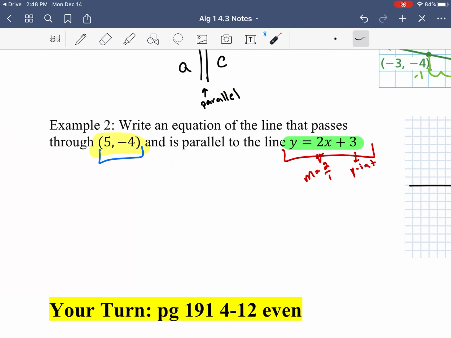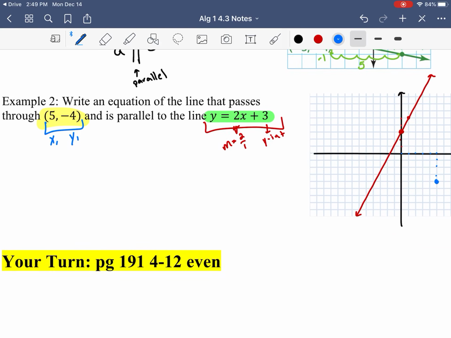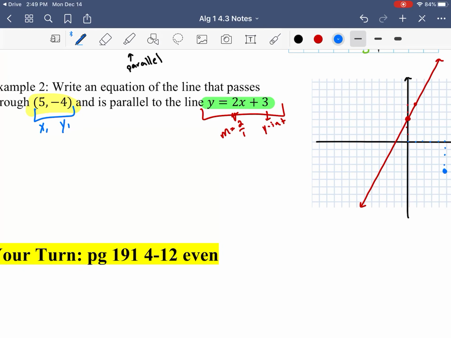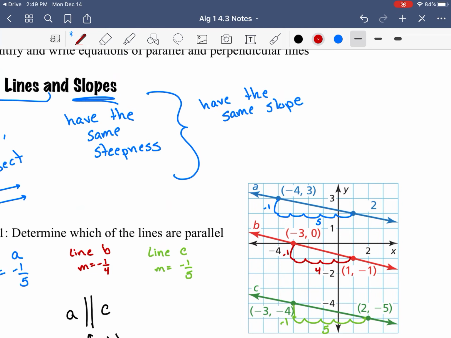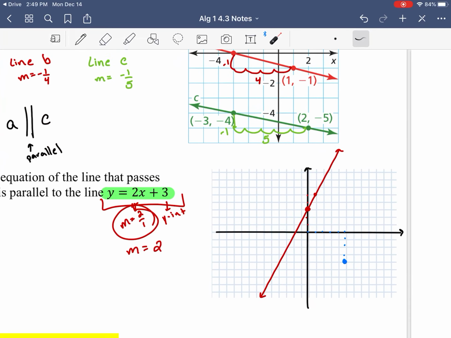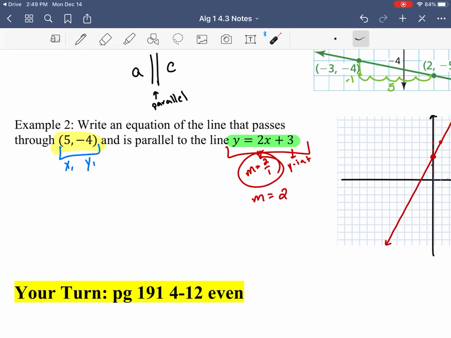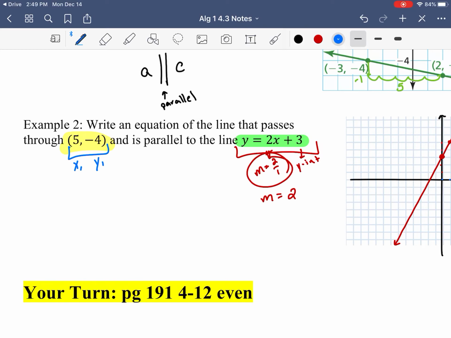Well, I know a point it goes through, so really I've got an x1, y1 from our last video. And I know what slope it has to have. Look at this red line. What is the slope of this red line? The slope is 2. And we know from up here, parallel lines have the same slope. So my parallel line going through that blue point has to have a slope of 2.